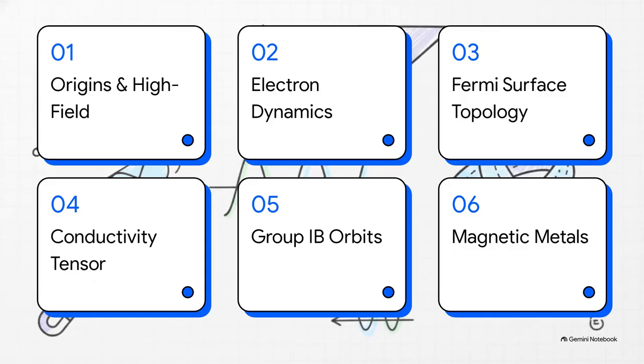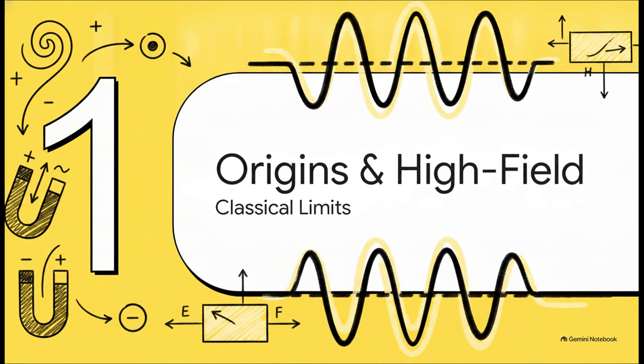Here's the syllabus for our journey today. We're going to cover origins and high field limits, semi-classical electron dynamics, Fermi surface topology, the conductivity tensor, Group 1b metal orbits, and finally, magnetic metals and anomalies. Section 1. Origins and high field limits.